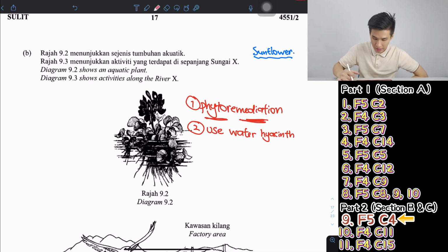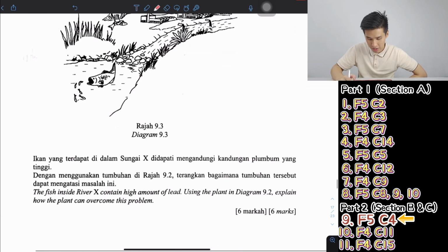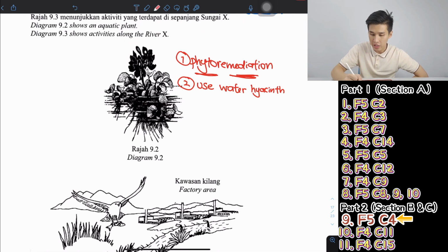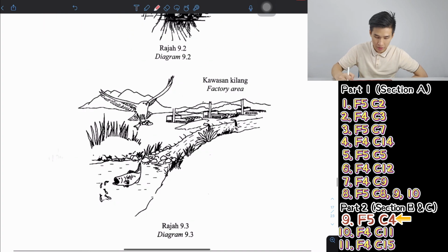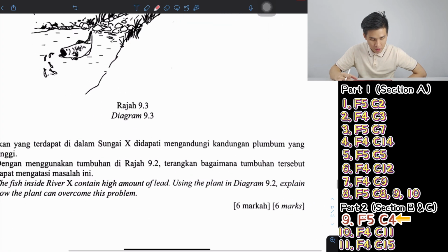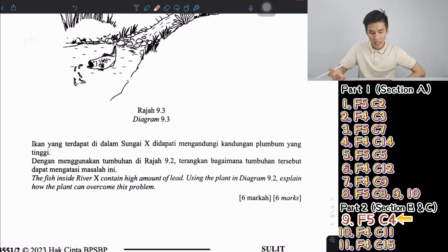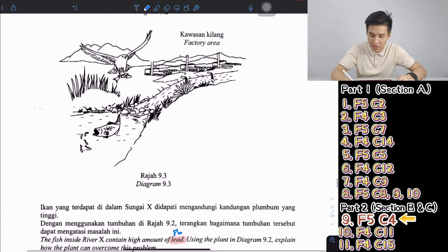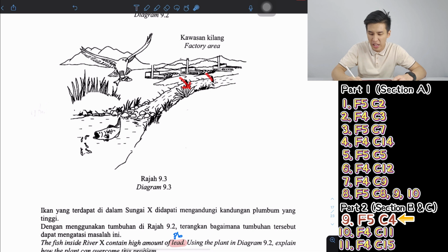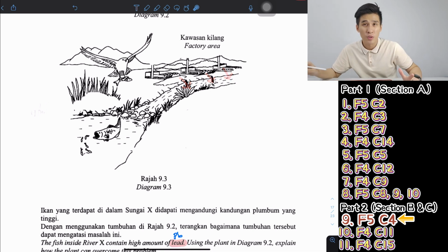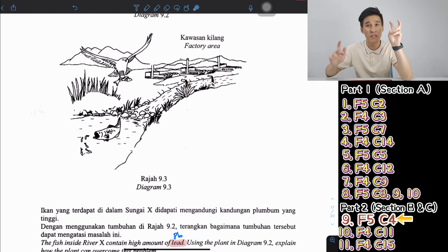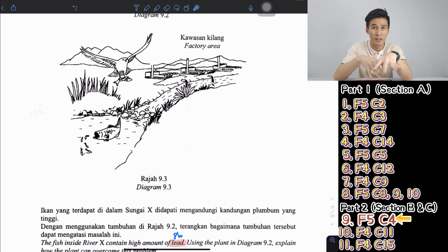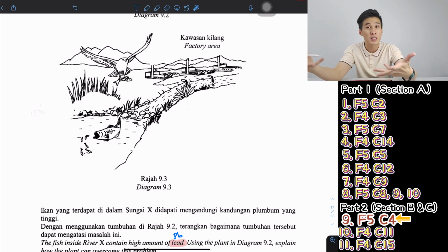For this question, they didn't mention the plant, so I already wrote it here for you: water hyacinth. Let's read the question first. The fish inside river X contain a high amount of lead, Pb, plumbum. Using the plant in 9.2, explain how the plant can overcome this problem. So why is there a lot of lead? Because there's a factory here that releases chemicals or heavy metals into the river. When the river has a lot of these heavy metals, of course it's not good for living things like fishes, because these are poisonous metals.